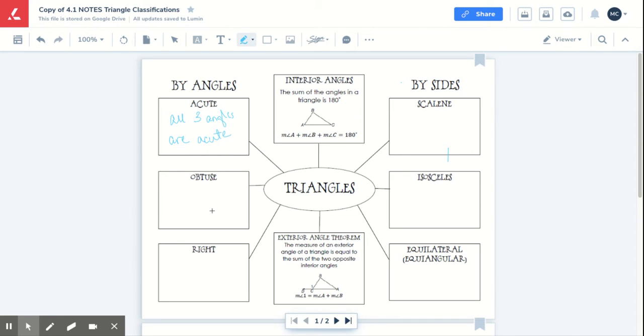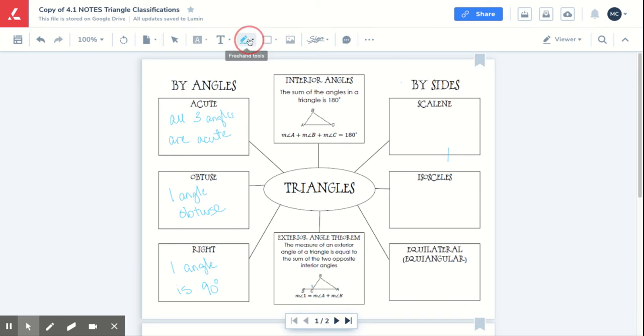We would classify it as an obtuse triangle if one angle is obtuse. We would classify it as a right triangle if one angle is right. And I'm going to put that as 90 degrees, actually. All right, the interior angles of a triangle sum to 180 degrees. You probably remember that one from middle school.